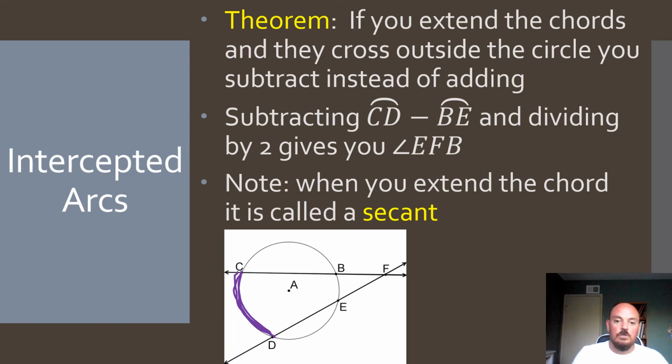And then we have this smaller one here from B to E. So if I want to find this angle right here, maybe I'll call it X, it's the exact same theorem, but you subtract instead of adding. Instead of adding those two arcs and dividing by 2 to find the angle, you do the bigger one, which is the purple one, minus the smaller one, the red one, and then divide by 2.